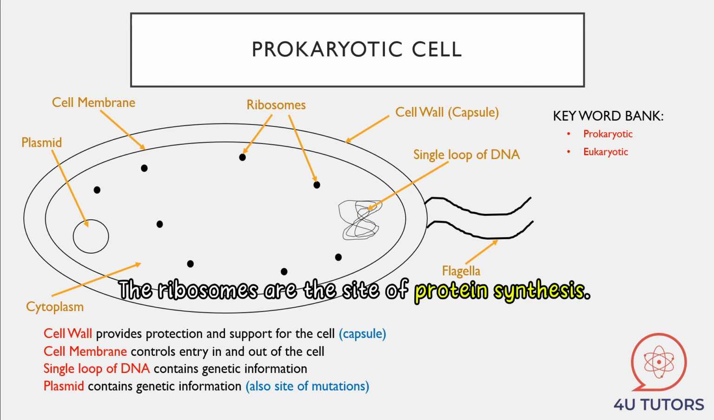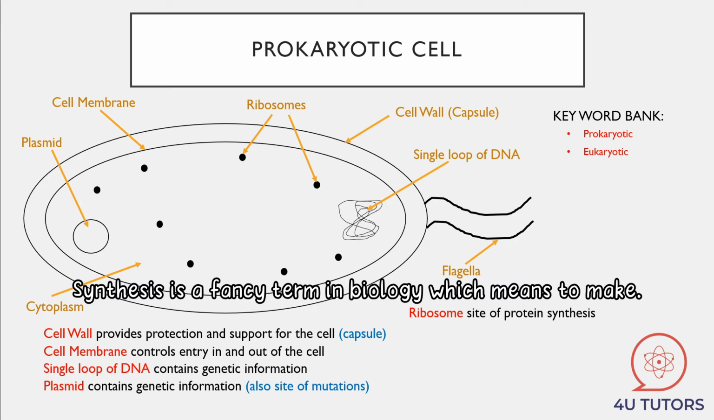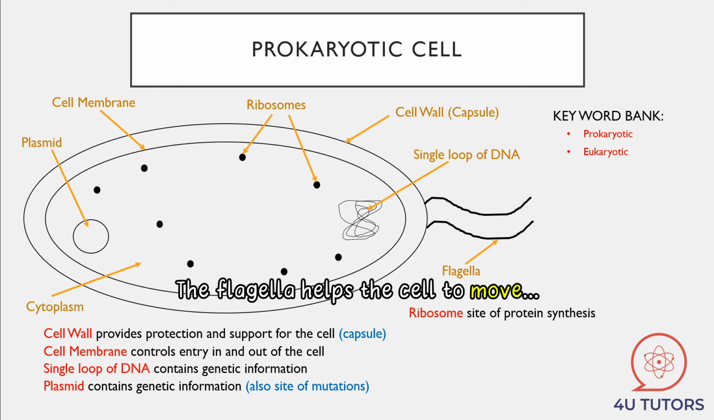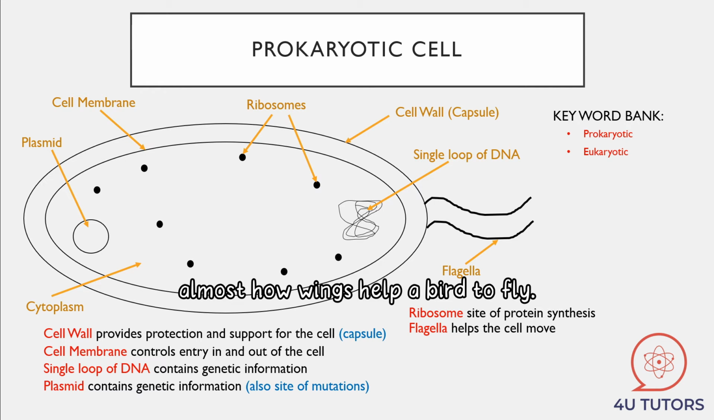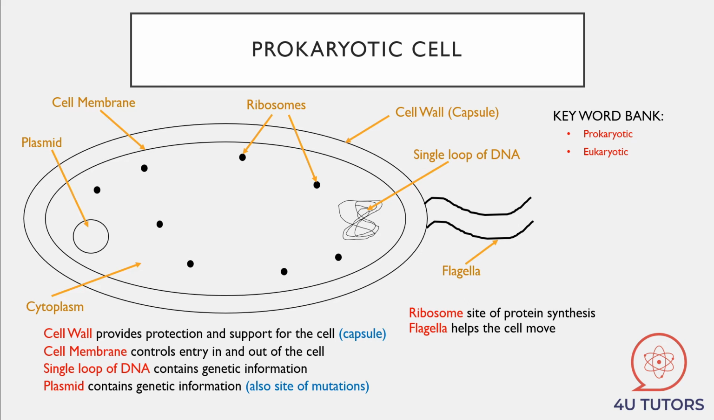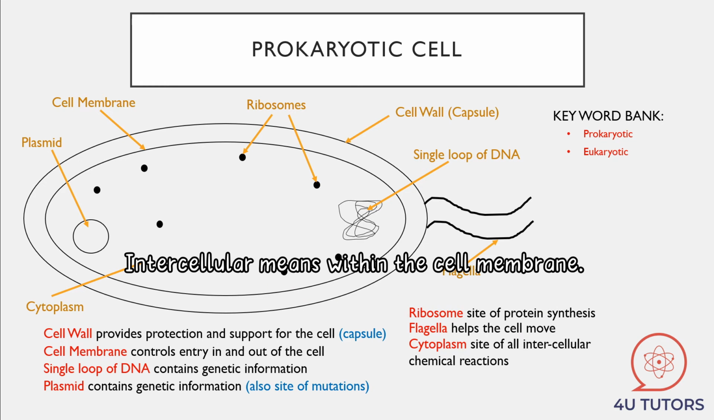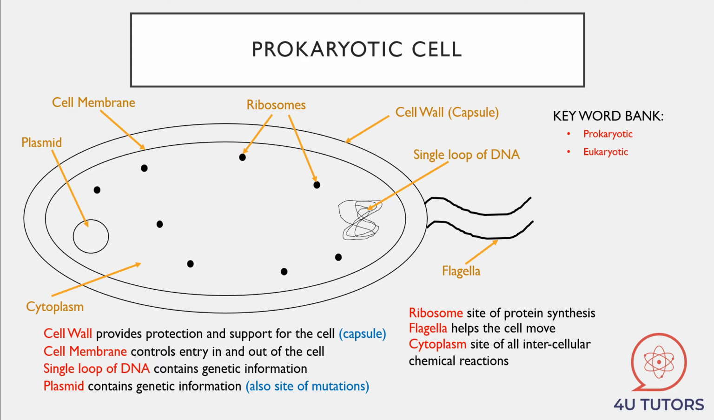The ribosomes are the site of protein synthesis. Synthesis is a fancy term in biology which means to make. In other words, the ribosomes make proteins. The flagella helps the cell to move, almost how a wing will help a bird to fly. Finally, the cytoplasm, which is mostly made up of water, is the site of all intercellular chemical reactions. Intercellular means within the cell membrane.